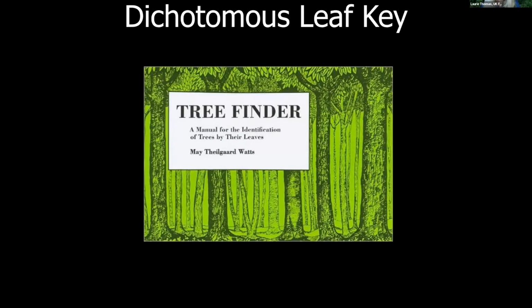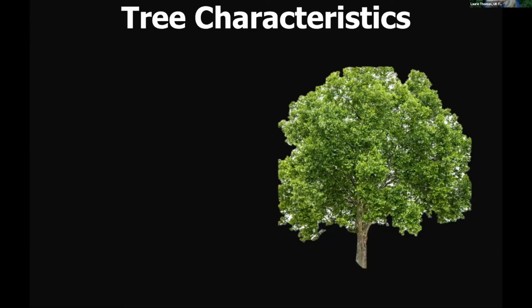And it's only $5. You can get these from Amazon. They also have the Winter Tree Finder as well, which is for identifying trees by their buds and twigs. But I suggest starting with the Tree Finder by leaves. Identifying by leaves is usually a little bit easier to start with than with the buds. So this is the key that we will be using today. And when we're using a key, any type of key, but for us, for our leaf key, we're going to look at some characteristics of our tree and our leaves. And so we're going to start with leaves because that's the easiest place to start.